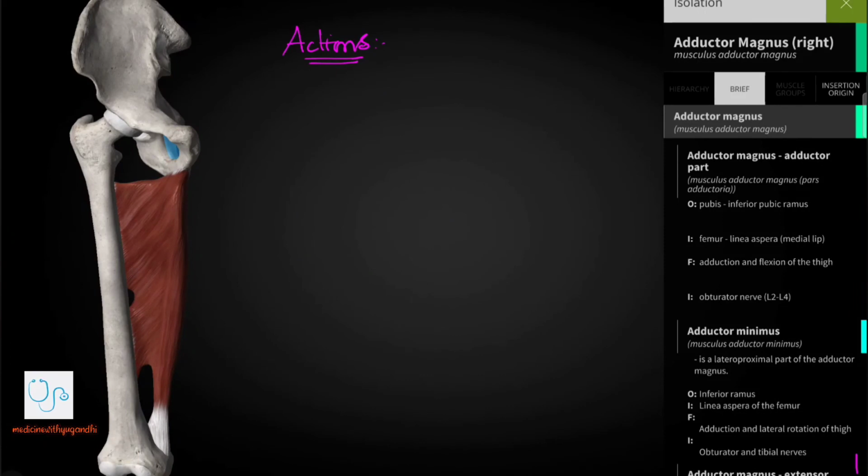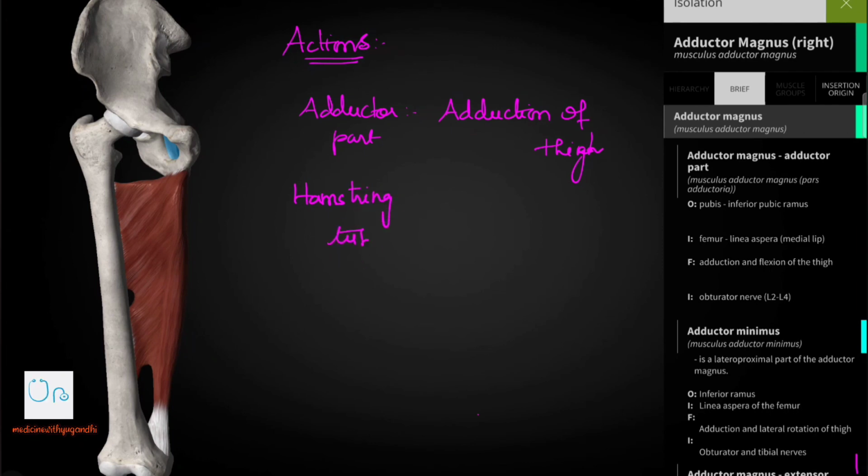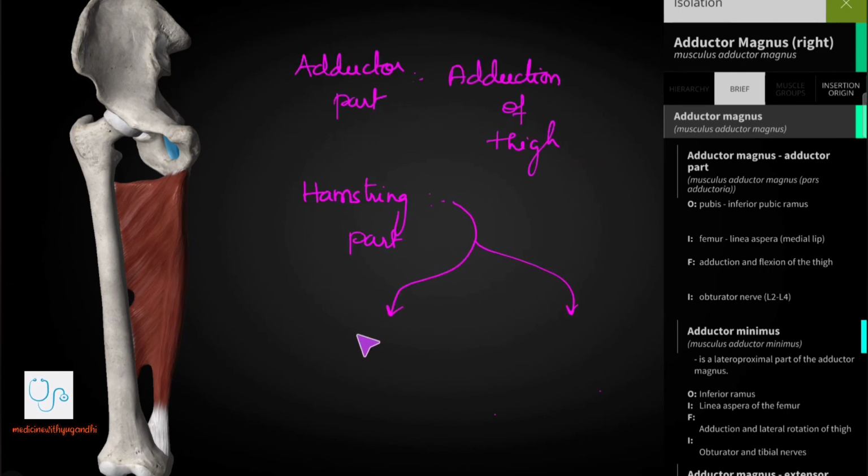Coming to the actions of the adductor magnus muscle, the adductor part, which arises from the ischiopubic ramus, causes adduction of thigh, helps in the adduction of thigh. And the hamstring part, which arises from the ischial tuberosity, performs two functions. The hamstring part, one is extension of hip and the other is flexion of knee.